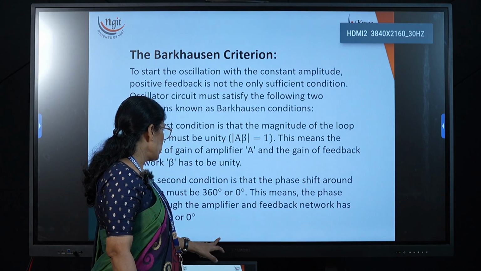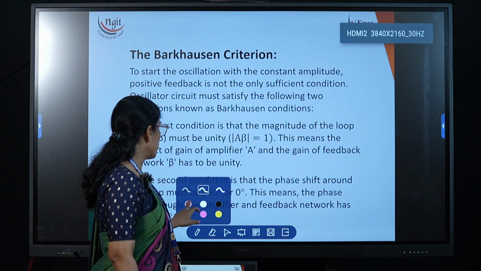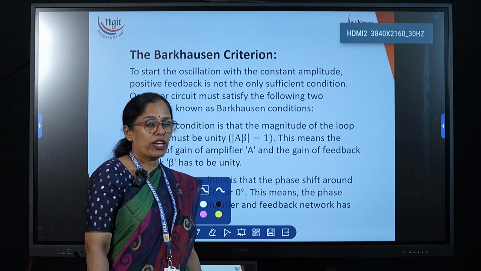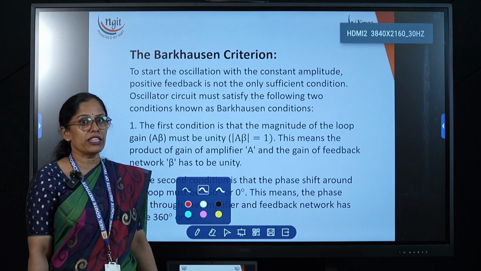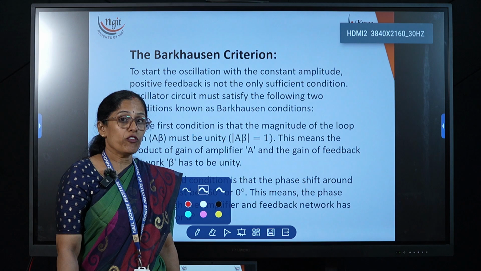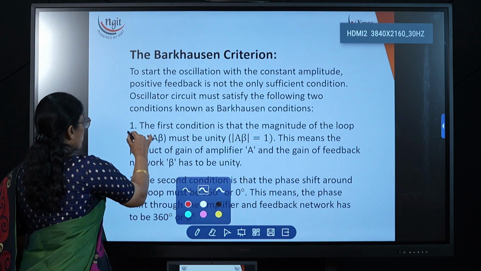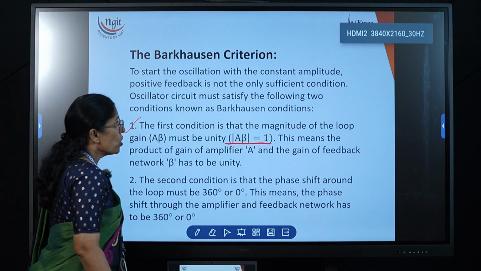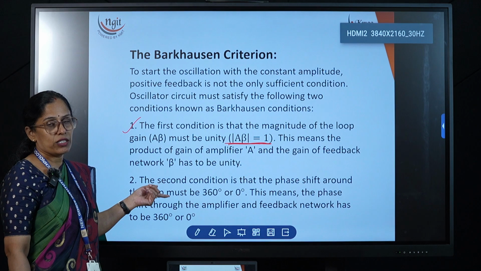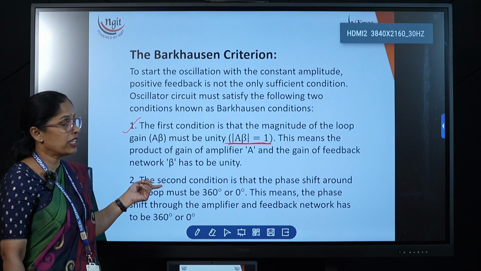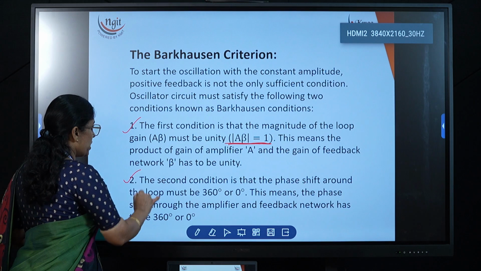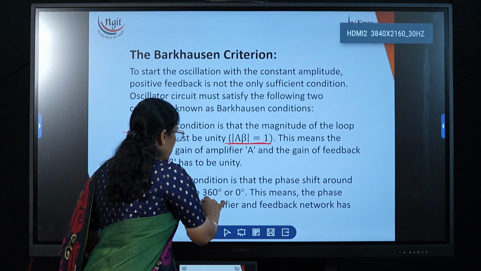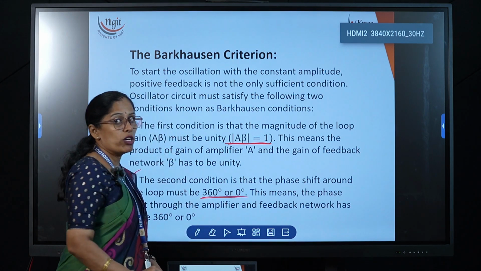Before going to discuss the block diagram, let me explain the Barkhausen criteria, or conditions for oscillations. When an electronic circuit generates oscillations, it has to fulfill two conditions. The first condition is that the magnitude of the loop gain A beta must be 1, then only the circuit will generate the oscillations. And one more condition is that the phase shift around the loop must be 360 degrees or 0 degrees. That is nothing but what? A positive feedback.